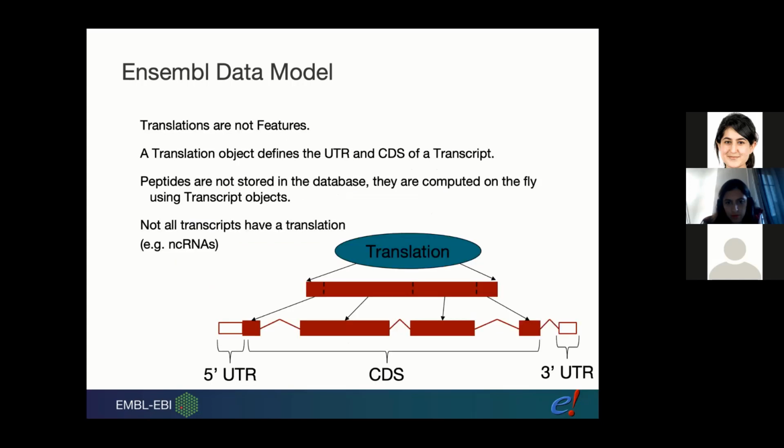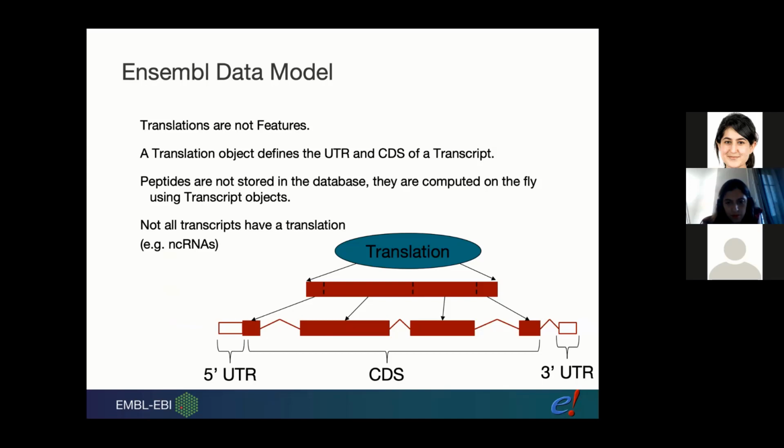We also have translations, but those are not features in Ensembl, as they do not map to the genome directly. They're mapped to the genome via transcripts. So they're a product of a transcript and they're not stored in the database. These are computed on the fly by the transcript object, and translations are defined by CDS, so coding sequences.